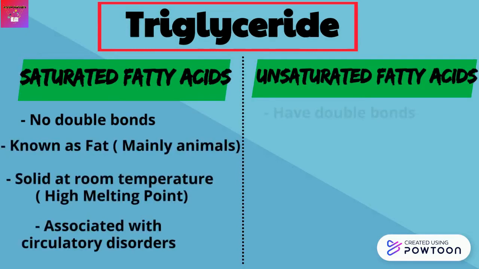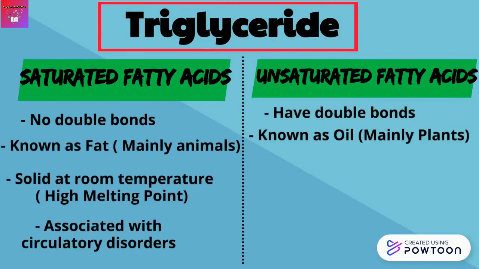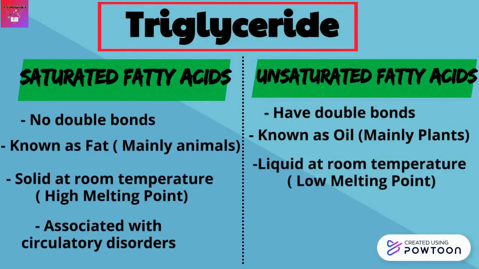Fats are usually associated with circulatory disorders such as hypertension and atherosclerosis because they tend to be deposited at blood arteries, causing them to be narrowed down. Next, we have the unsaturated fatty acids which have double bonds in them. Triglycerides with unsaturated fatty acids are known as oils and mainly originate from plants. They are liquid at room temperature due to their low melting point, and generally they are good for one's health.